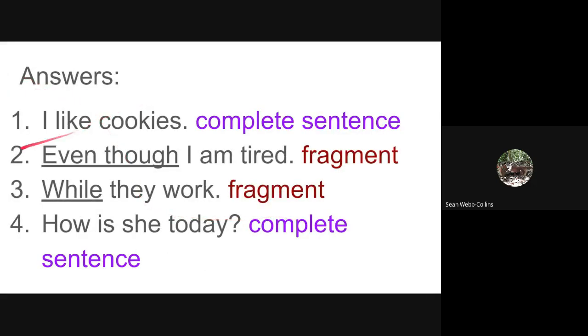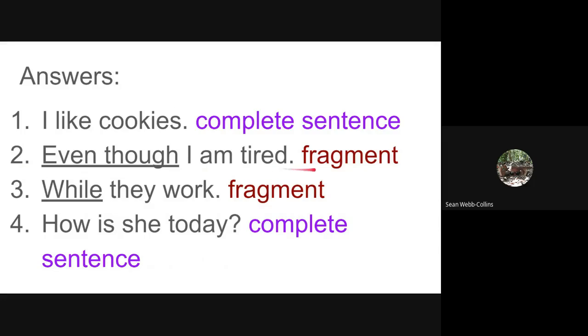So the answer for number 1, I like cookies. This is clearly a complete sentence. It is an independent clause. It expresses a complete idea. The tense is the present finite tense.